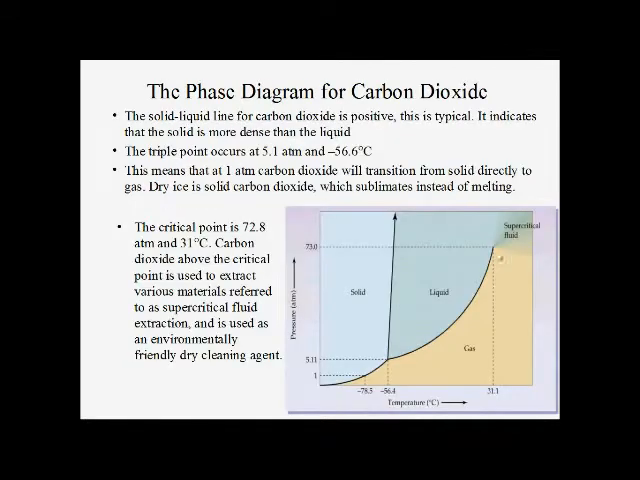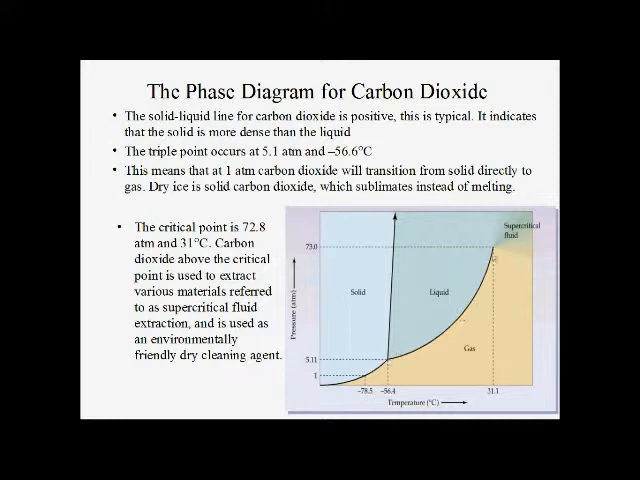For carbon dioxide, our triple point is at 5.11 atmospheres, minus 56.4 Celsius. At 1 atmosphere, we have a horizontal line, and there's no liquid in there. So we can have solid or we can have gas, but we cannot have liquid carbon dioxide at 1 atmosphere. It just will not exist. To get liquid carbon dioxide, we have to have a pressure greater than 5.11 atmospheres.